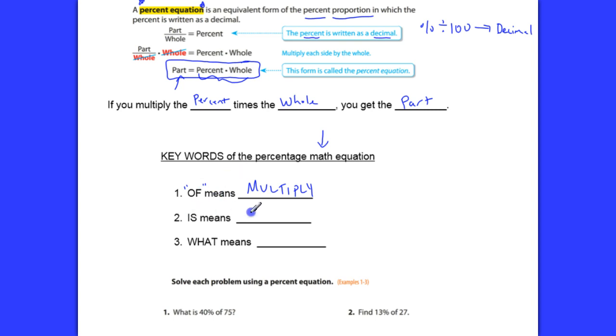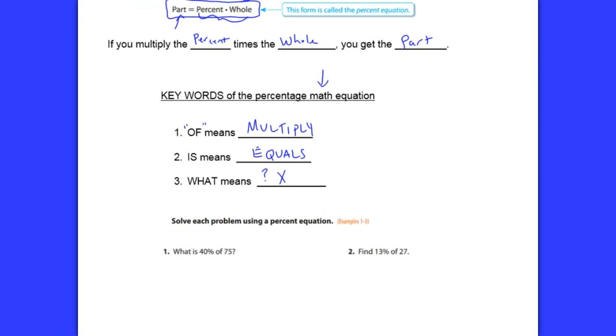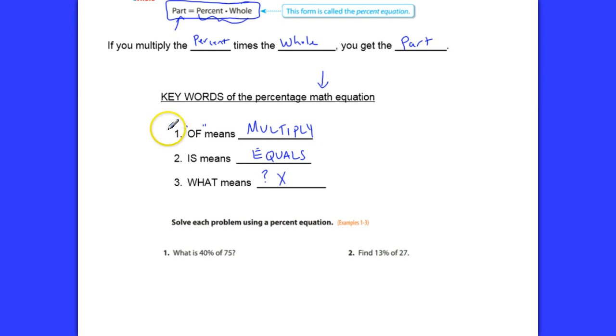If you see the word "is," well, "is" means equals. So if you see the word "is," we're going to put an equal sign. And the word "what," that means what? It's the unknown. That's the variable, or x, or whatever variable you choose. I'll just put in x because we use that a lot. Now, also recall that "of" is whole, "is" is part, "what" is the unknown still. All right, but we'll get to that later.